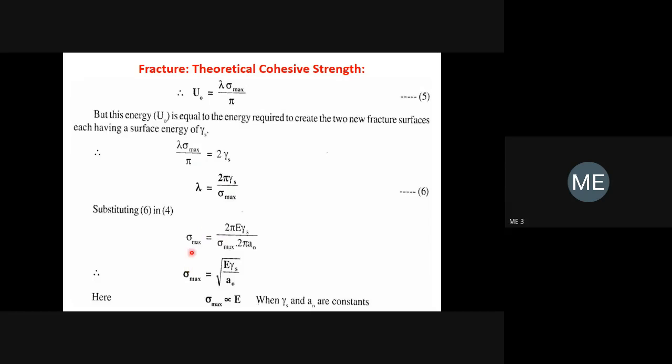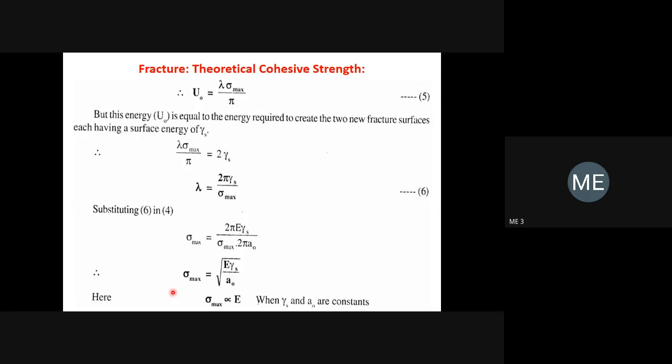Now, the maximum amount of energy spent to fracture or to break the bonding is given by this formula. After simplification we get, using equations 6 and 4, those things you can do yourself. So 2 is constant. The pi is also constant. E is the Young's modulus of the material. That's also constant. Gamma s is a property of the material. E is a property of the material. Gamma s is also a property of the material. Into 2 pi a naught. This sigma max comes here. So finally we get sigma max square.